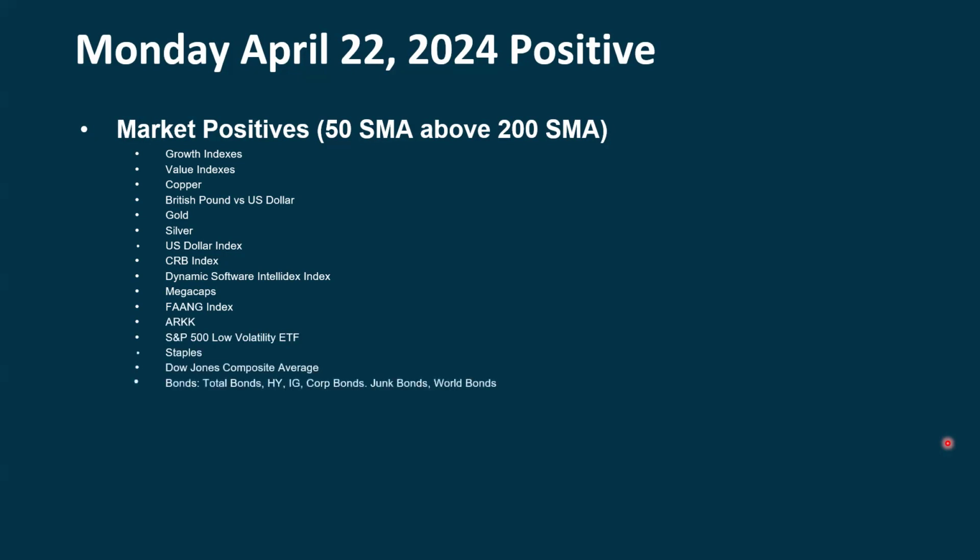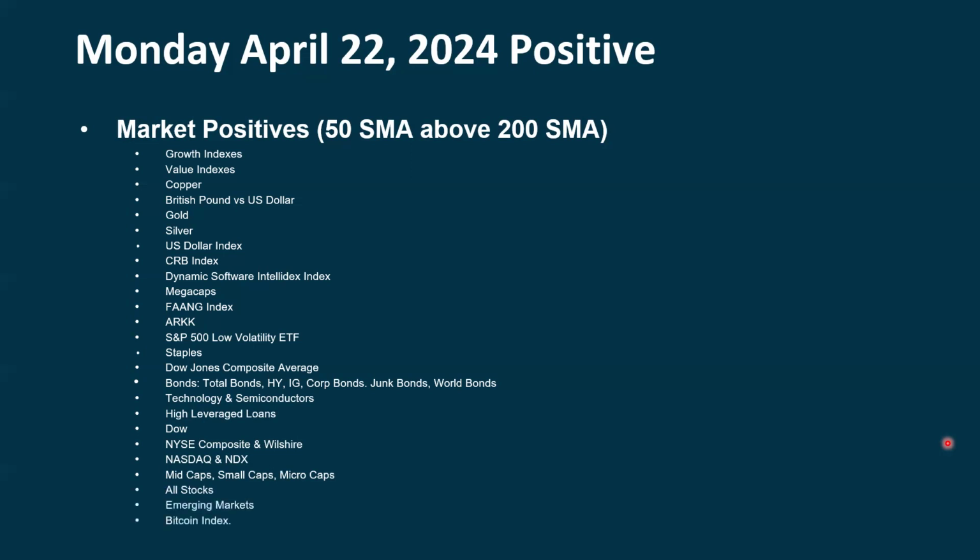the Dow Jones Composite Average. When we look at all the different areas of bonds based on price, even though they're showing a lot of weakness recently, they're still in uptrends. The tech sector and semiconductors are also seeing some weakness, but still in longer-term uptrends. High leverage loans, the Dow, the NYSE Composite, and the Wilshire, those are broad market measures. The NASDAQ and NASDAQ 100, mid caps, small caps, and micro caps, they're still in uptrends, even though they've been pulling back. All stocks, looking at US stocks and international stocks, emerging markets, and then Bitcoin.